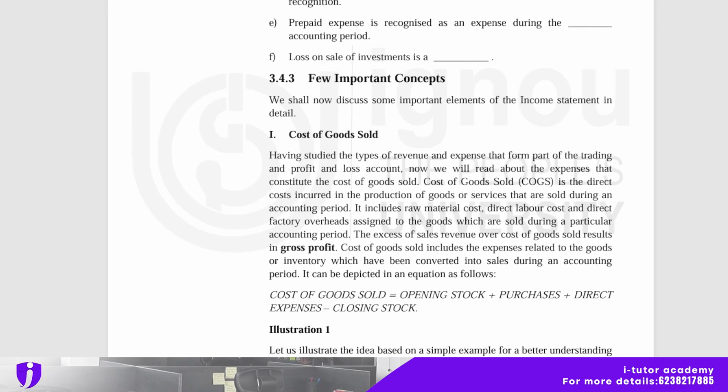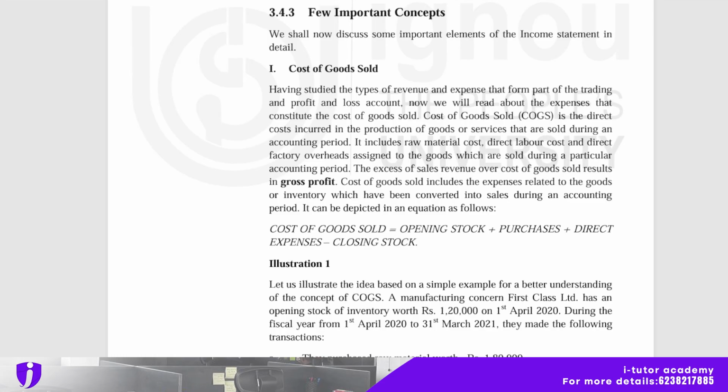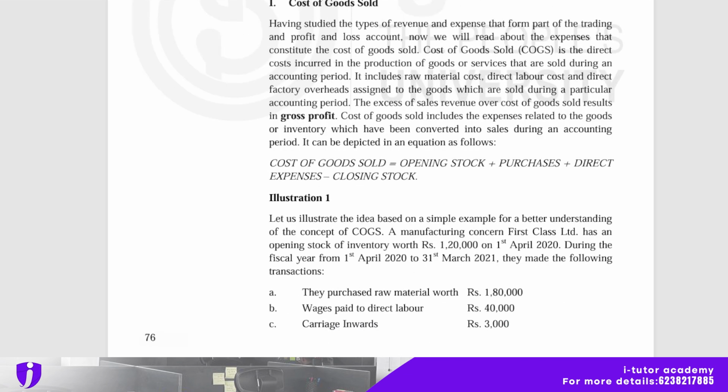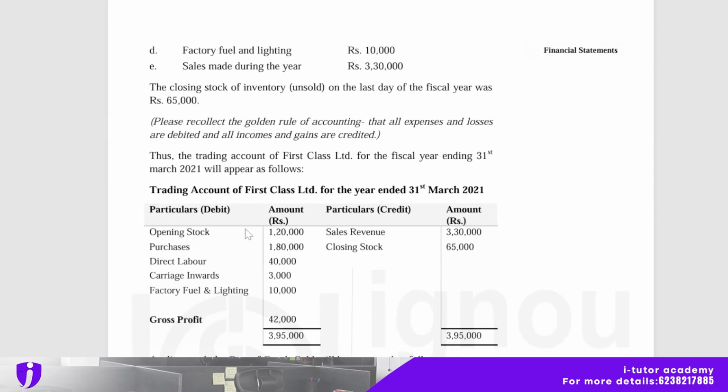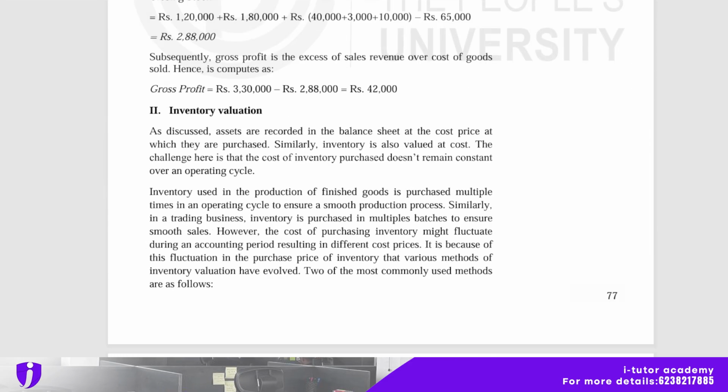And a few important concepts are also there. The first one is cost of goods sold. Cost of goods sold is equal to opening stock plus purchases plus direct expenses minus closing stock. This is the definition of cost of goods sold. An illustration is also there, and you can just go through your IGNOU material.